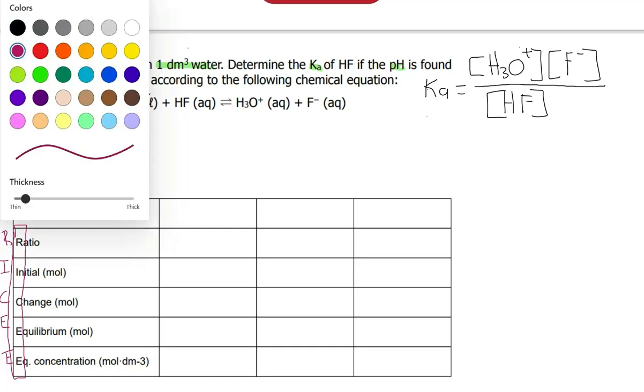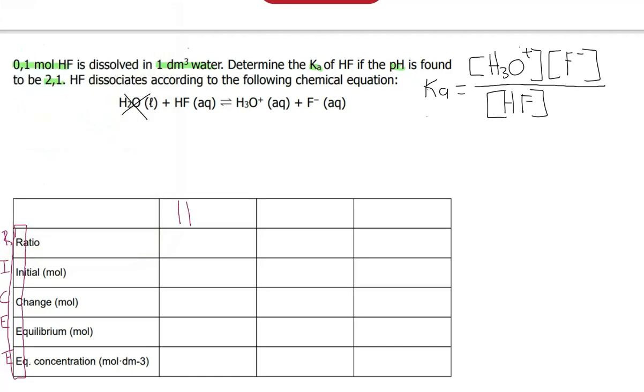On the reactant side, we have the HF, and this is reacting to form the hydronium, H3O plus, and the F minus. Notice again where I'm getting this from, directly from the equation. And I'm ignoring the water because I'm not interested in liquids for the Ka value.